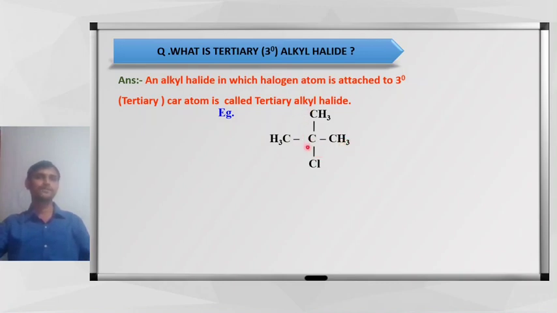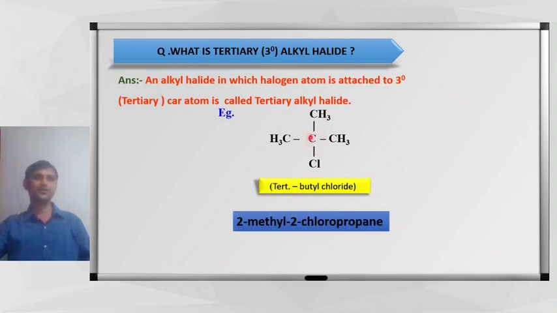So this is the tertiary alkyl halide. The name of this alkyl halide is tertiary butyl chloride because four carbons are involved, and the IUPAC name is 2-methyl 2-chloropropane. We will look at the further naming rules also. In those rules we can see how to do the naming.